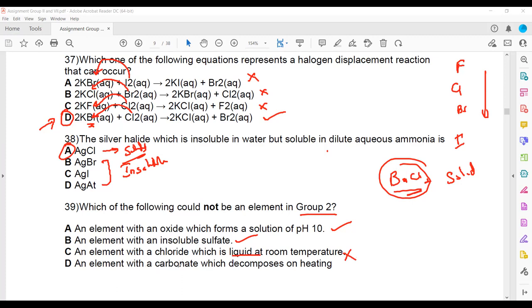And an element with a carbonate which decomposes on heating, that can be group 2. So option C, why is C incorrect? Because if it is an element with a chloride, it won't be liquid at room temperature, it should be solid at room temperature. Is it clear, this one?